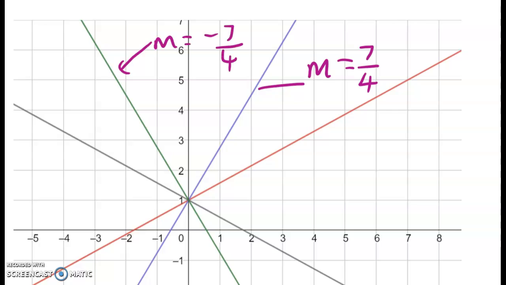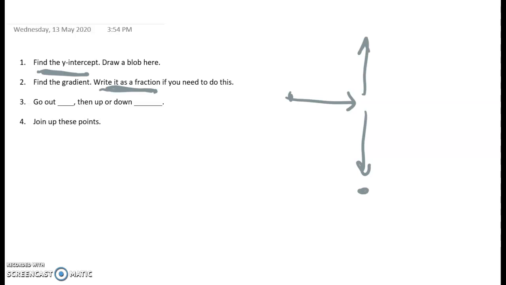Alright, thanks for watching. Just going to recap one more time. What's the method that we're using here? Well, it's the gradient-intercept method. The first thing we do is we plot the y-intercept, and then we use the gradient to go out and then up or down. I'm going to do another video shortly where you have to rearrange the equation before you get it into y equals mx plus c form.